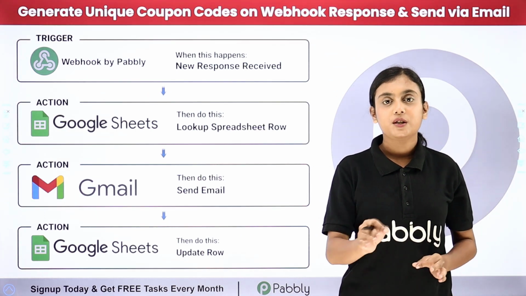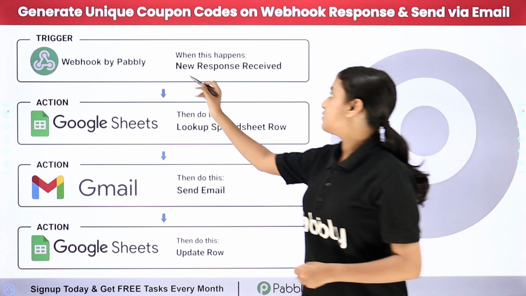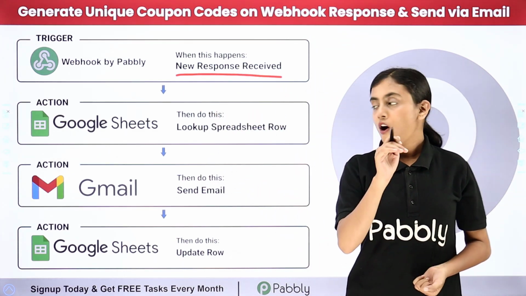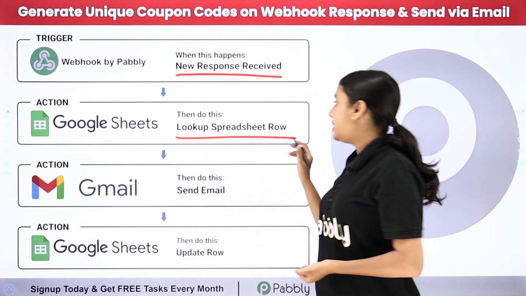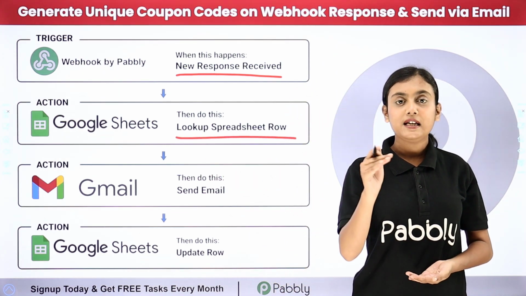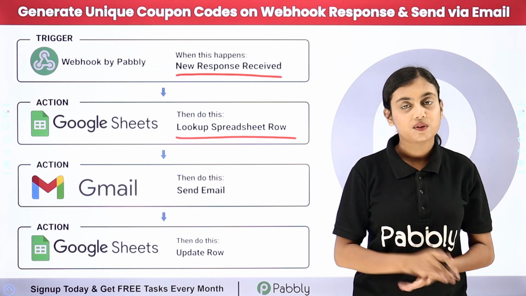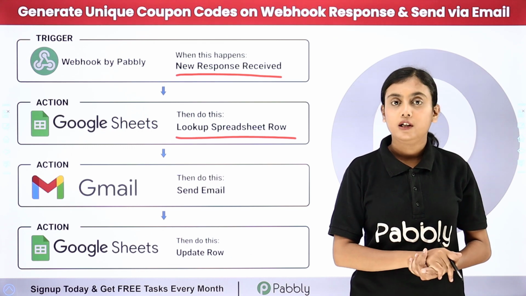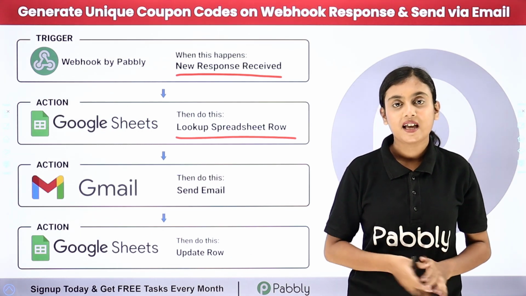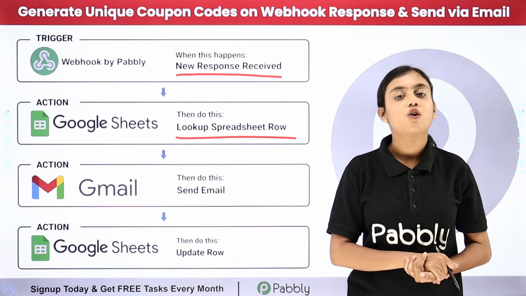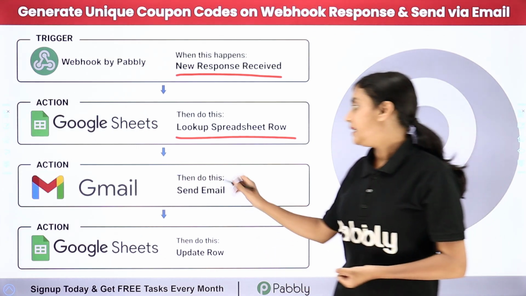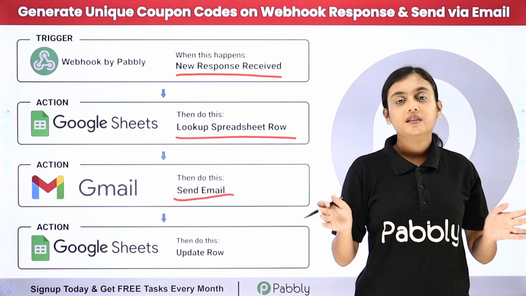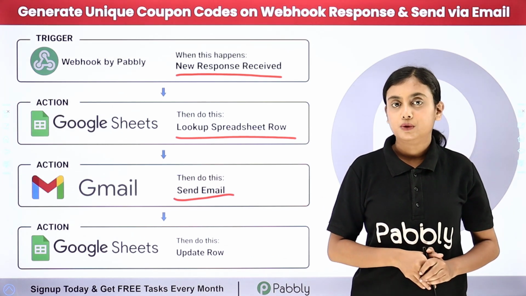In this automation, as soon as we receive a new Webhook response by using Webhook by Pabbly, first, as we have created a record of all our unique coupon codes in our Google Sheets with the status of the coupon codes, we are going to look up the coupon value right over here in our Google Sheets. And as we have the value of our coupon, automatically we should send an email to our customer who has done the form submission with the coupon code that we have entered in our Google Sheets.